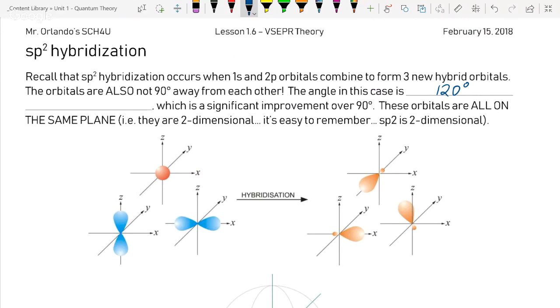In fact, sp2 hybridization is two-dimensional.